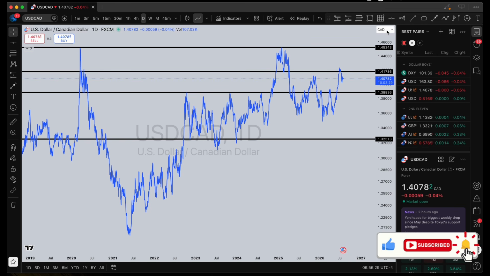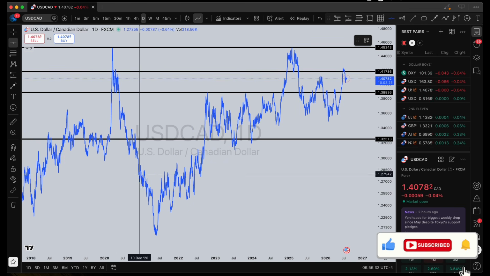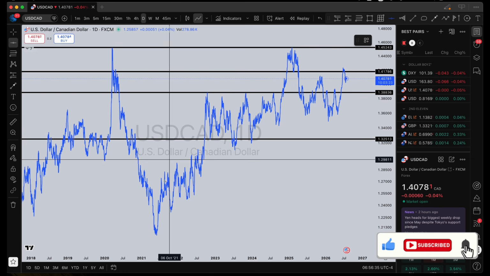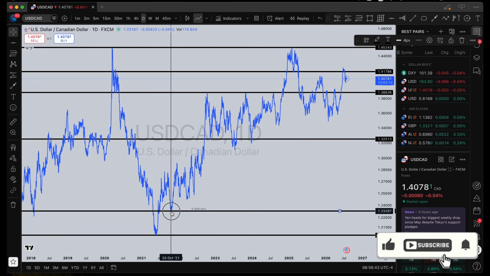If I want to go far back, then I can say, okay, let me mark other places as well. So the market came all the way down here, then pulled back, came up here. So this is another swing low. Then you can see, it came up here, came down, another swing low.